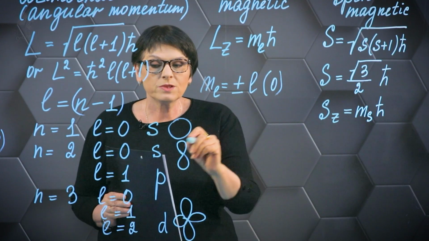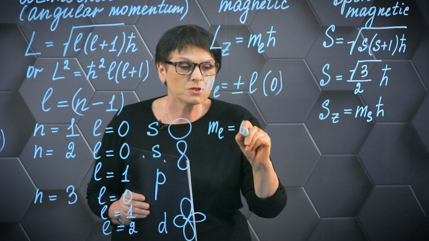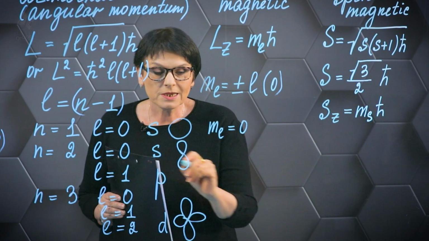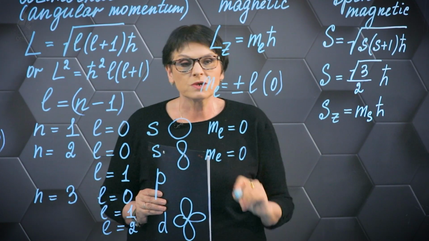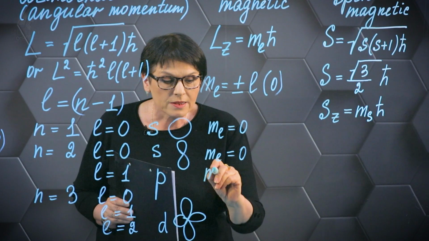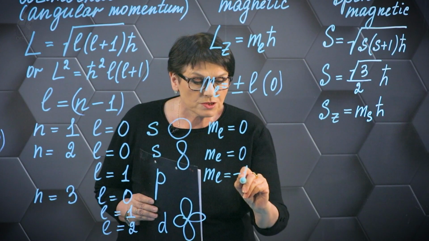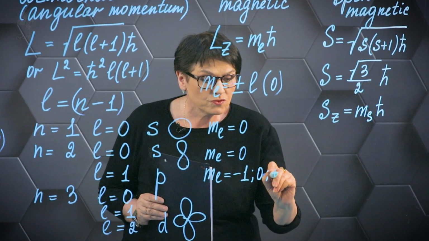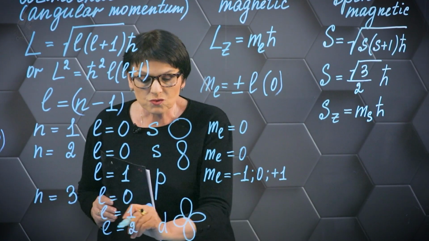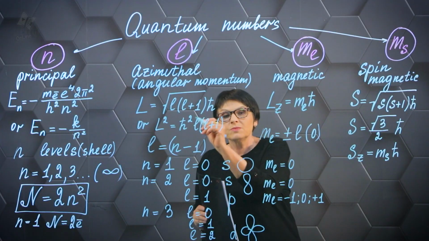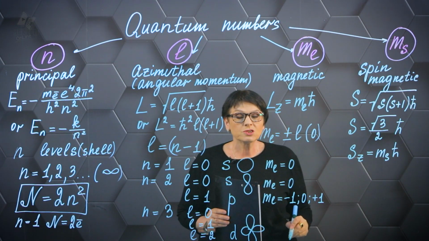So if we have L equal to 0, then ml will also take the value 0. Further, if ml is 0 respectively, it will be 0 for the s electron of the second level. And for example, the ml for the p electron will be minus 1, 0, and plus 1. And so on for all the other electrons, which we can see are different in terms of orbital quantum number.